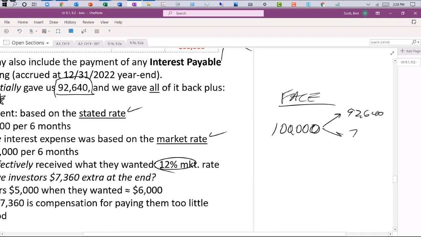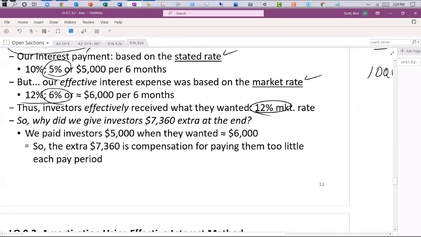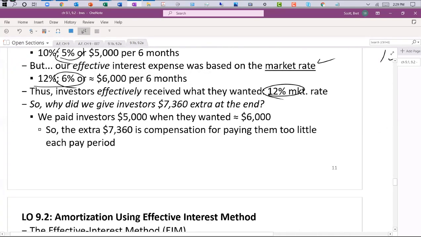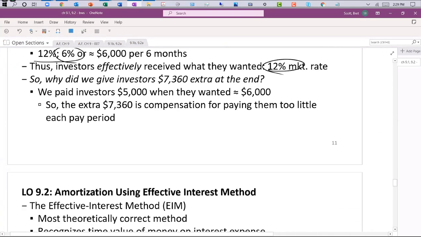And this other 7,360, this extra they're adding on top of that, that's just compensation for not paying me my full 6% every time there's an interest payment. So there's no free lunch at all when it comes to bonds. We give investors exactly what the market rate is that they're demanding. The cash flows just don't quite match up with what the market is actually demanding.